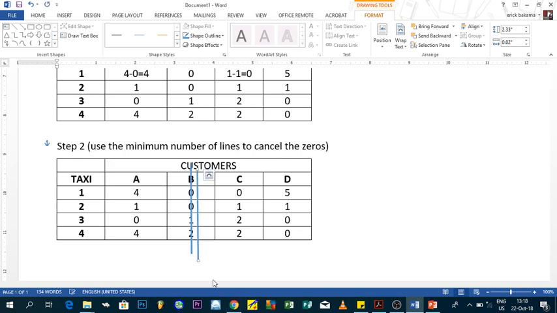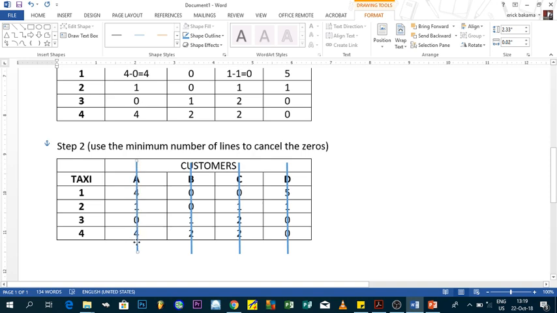I can also decide to cancel these zeros here. They are cancelled. So I'm left with 2 zeros, 1 zero here and another zero here. Obviously, there's no way to use one line to cancel the 2 zeros. I cannot. The lines need to be horizontal and vertical only. So because I'm left with 2 zeros, I can use one horizontal line to cancel this zero here, and another horizontal line to cancel this zero.